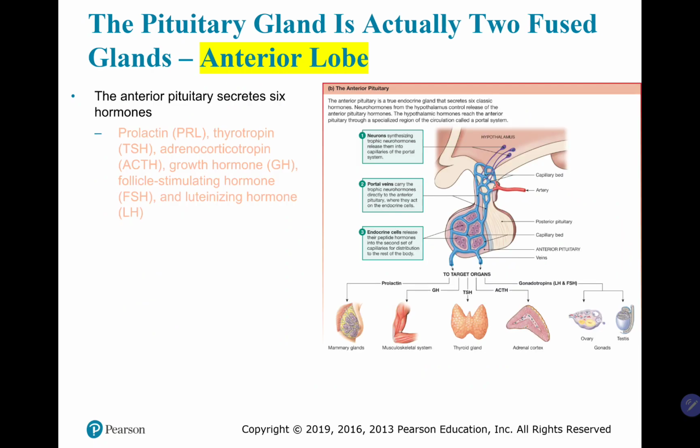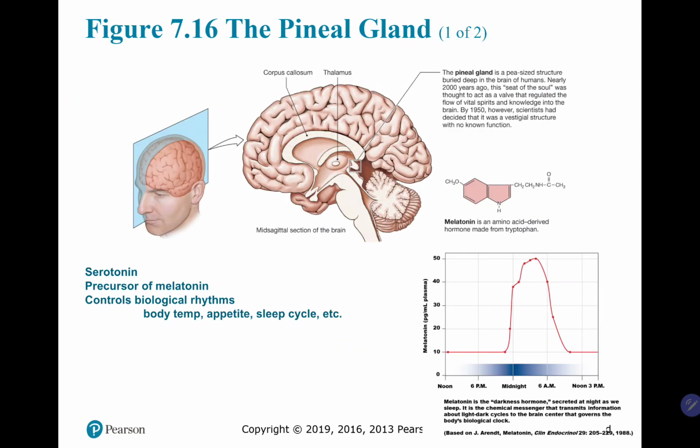The anterior lobe secretes 6 hormones. Remember the 6 hormones: prolactin, thyrotropin, or thyroid stimulating hormone, adrenocorticotropin hormone, right? Growth hormone, follicle stimulating hormone, luteinizing hormone. Remember these 6 hormones. Okay? The pineal gland produces melatonin, right?